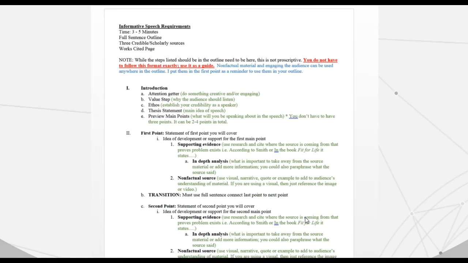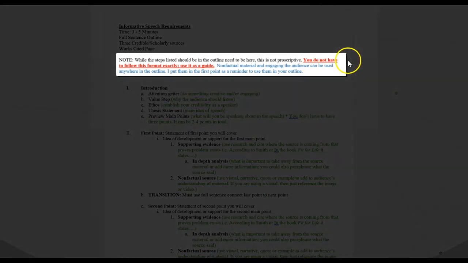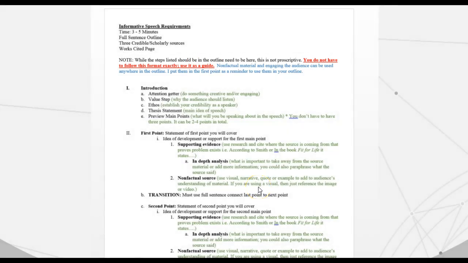The next thing, once you finish that process, is you want to utilize this worksheet. This is on my faculty page, but I'm also emailing it to you. And this is a really great resource because in green, I tell you exactly what you need to do. I've really broken it down for you as easily as I possibly could. So for your first point, right, your supporting evidence, your in-depth analysis, your non-factual source. Now keep in mind, like I say up here, you don't have to follow this format exactly. It's really something to keep as a guide.